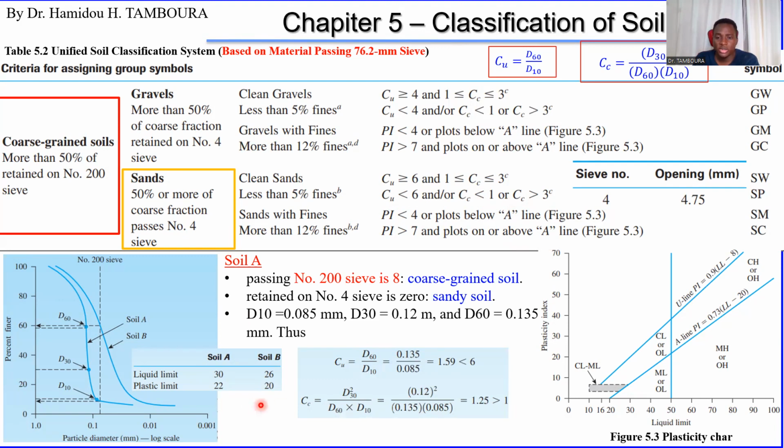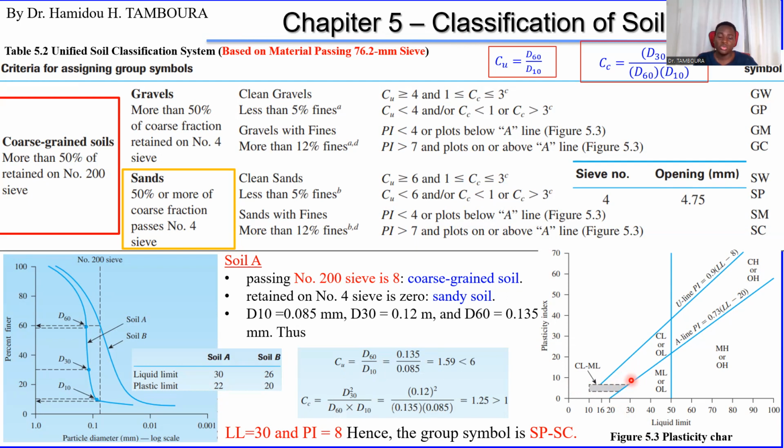Now we can check the liquid limit and plasticity index. Liquid limit, which is 30, it is here, and plasticity index, which is liquid limit minus plastic limit. So 30 minus 22, it will be 8. Okay, so we'll have something maybe above the line A also, I think.